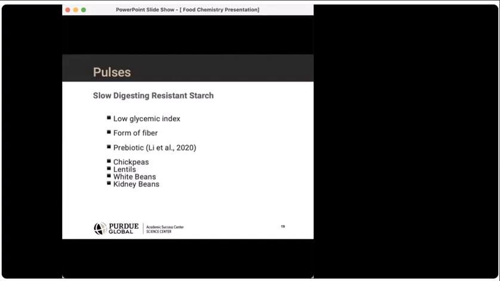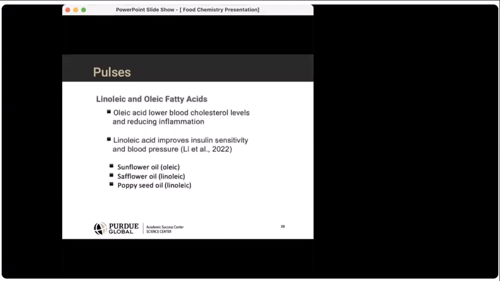Now, a few examples of pulses, if you're not familiar with pulses, would be things like chickpeas, lentils, white beans, and kidney beans. Pulses also contain another component called linoleic and oleic fatty acids. Oleic acid is a common monounsaturated fatty acid. It's attracted a lot of attention owing to its effectiveness in regulating our food intake and energy metabolism. And it's also suggested that oleic acid might improve heart conditions by lowering cholesterol and reducing inflammation.